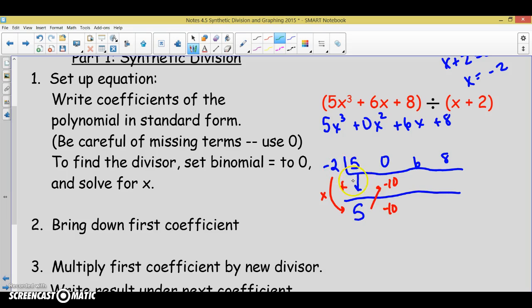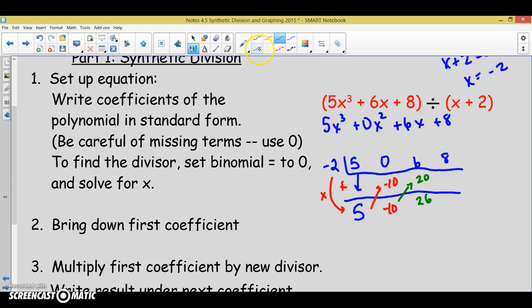And now I'm going to multiply -2 times the 10. So that's going to give me a positive 20. And then when I add 6 and 20 together, it gives me 26.